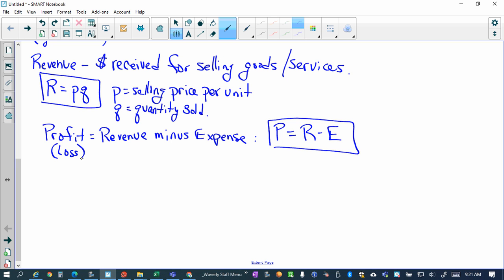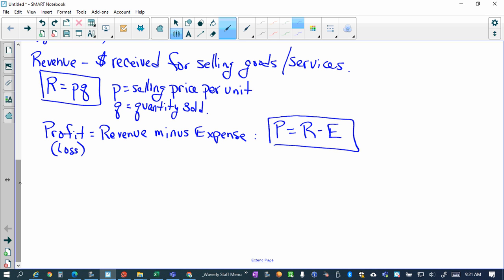What about if revenue and expenses are equal? Anybody know what we call that? If the money you spend to produce these things is equal to the money you get in for selling it, you haven't made a profit or taken a loss. It's called break even. That's the break even point. So break even is when R equals E. Revenue equals expense.